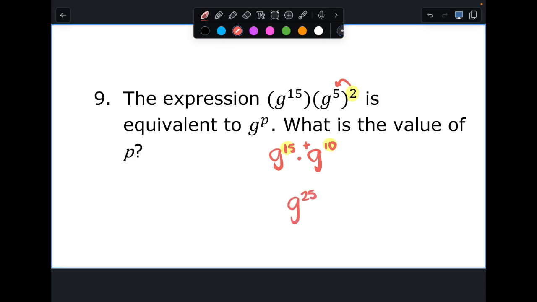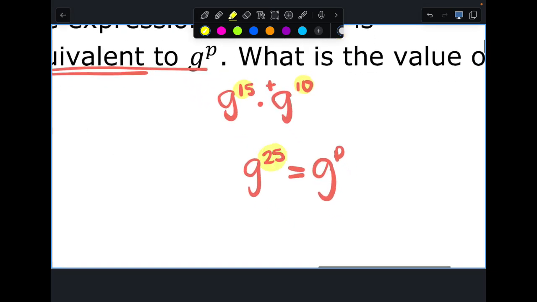Now it says that is equivalent. Equivalent means equals g to the p. So if they're asking us what is p, they're asking for what? The exponent, the 25. Okay? Problems like this where they ask you an additional question, those are probably on the STAR test going to be the ones where you fill in the blank, where you type an answer. So regardless, it won't let you type in a letter. That should raise a red flag and let you know, okay, maybe there's a second part to the question. Okay.